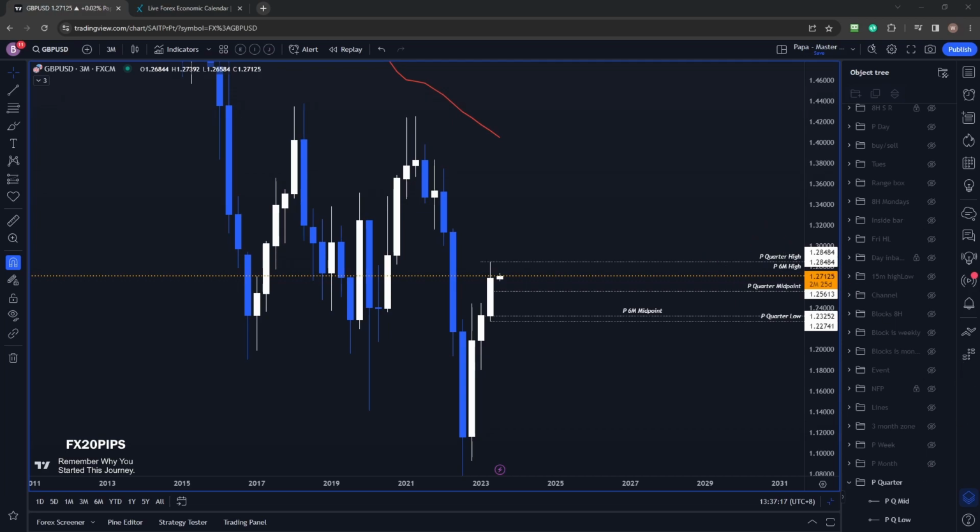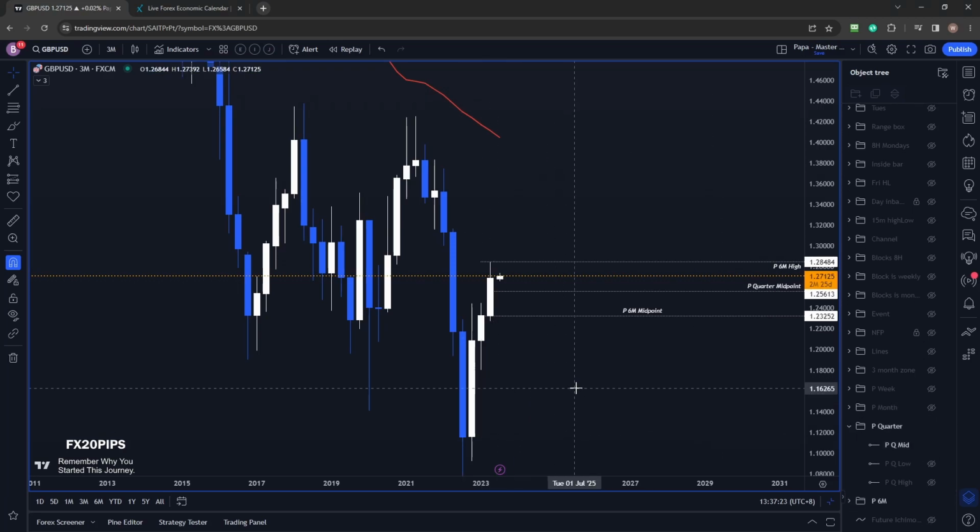So let's do this. I have the quarter midpoint on. At a lower time frame, I have this as a support in a sense, and then I will have this as a support also if it were to keep coming down.